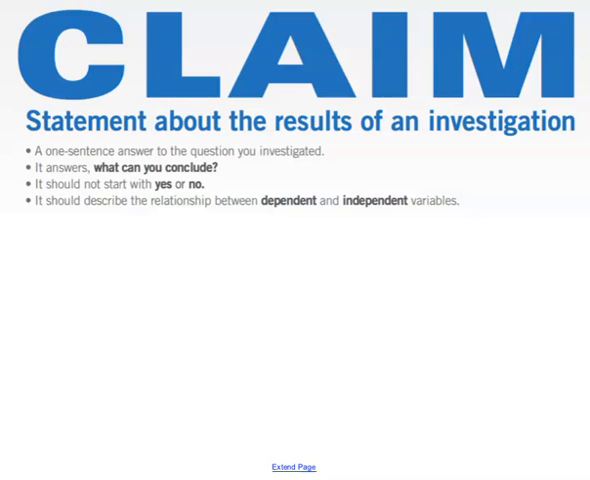Now, part of the claim has to be in a reasoning, but it could be the last thing you do, because you don't want to just go off and write the claim first, because have you even looked at the evidence? Don't ever just start it with yes or no. You could say yes and then go on and state the claim, but you don't want it to be a yes or no answer. And it should describe the relationship between the dependent and independent variables.